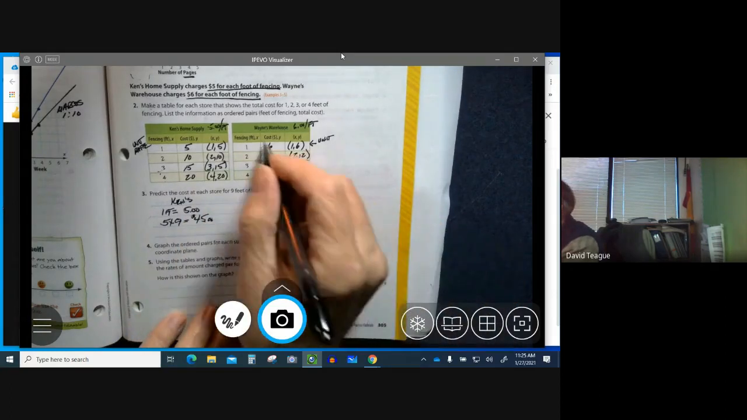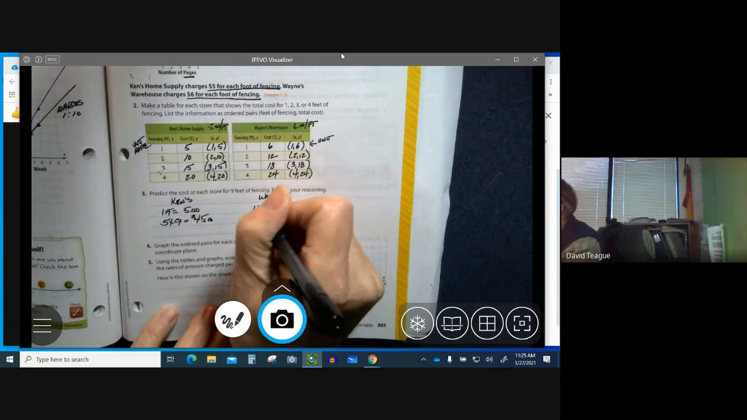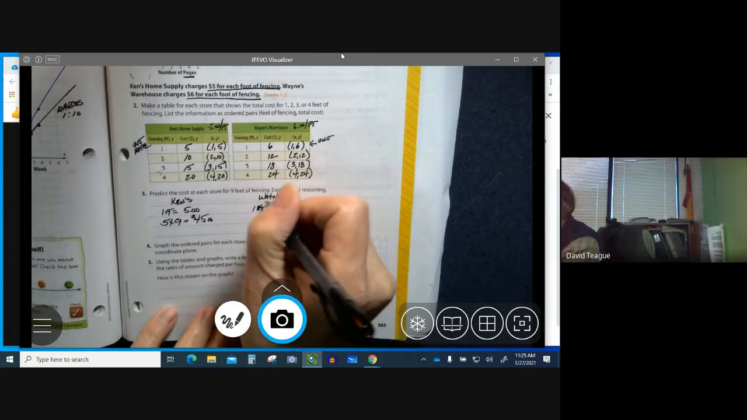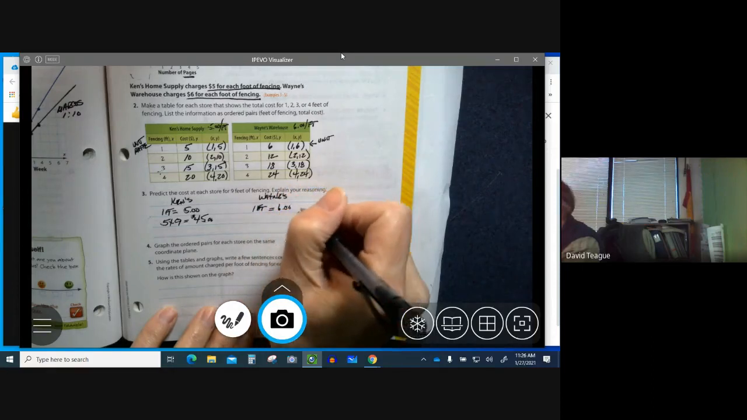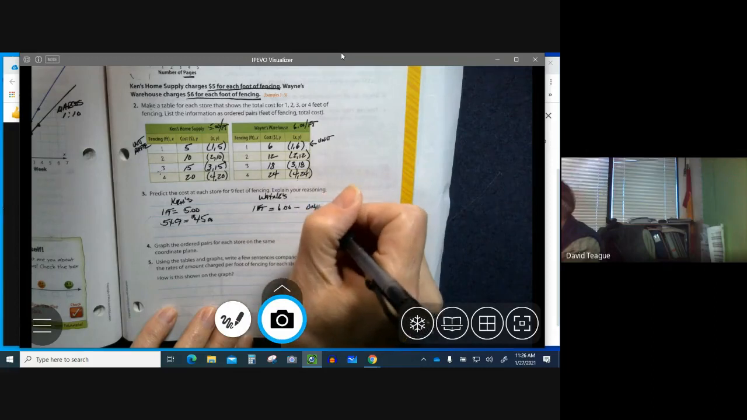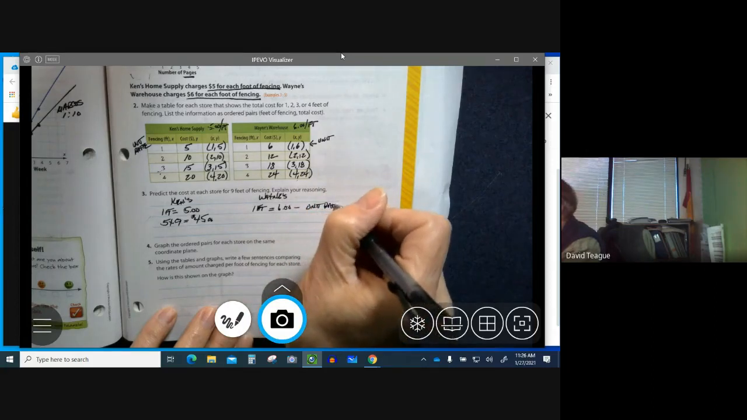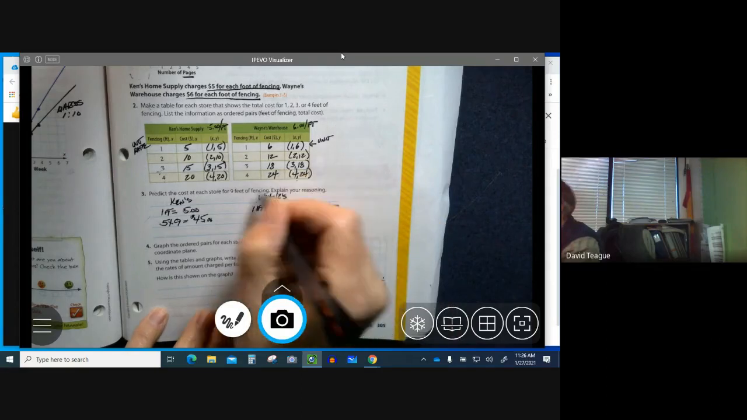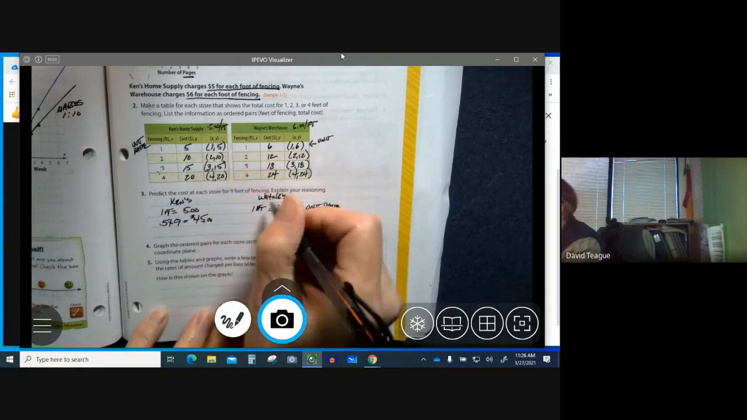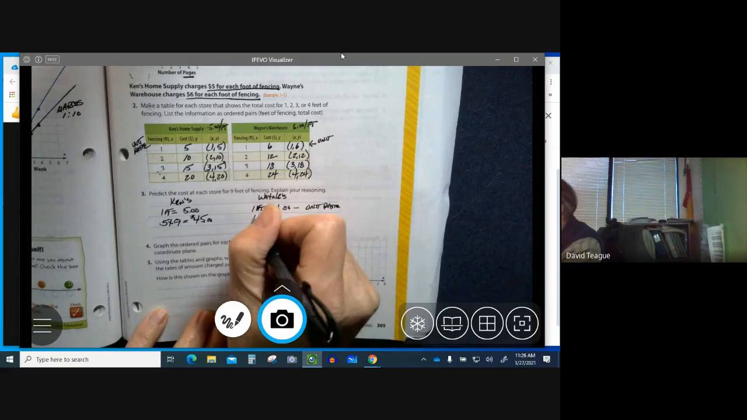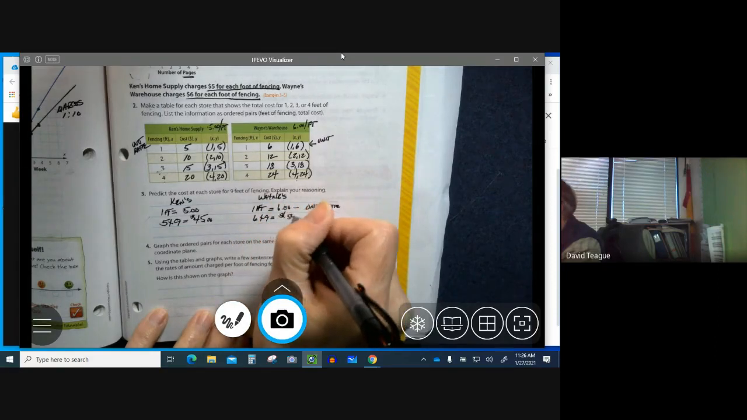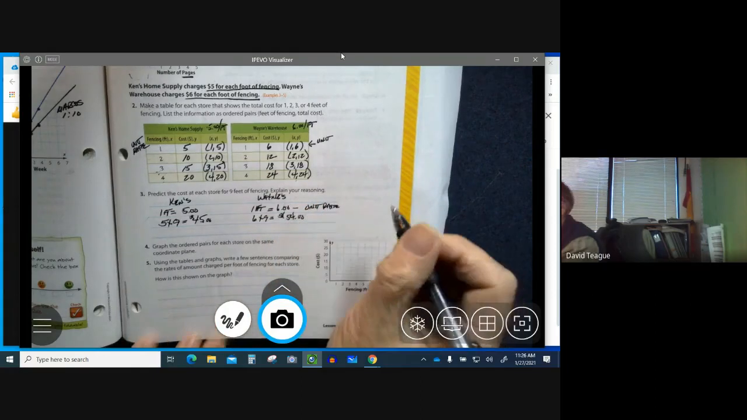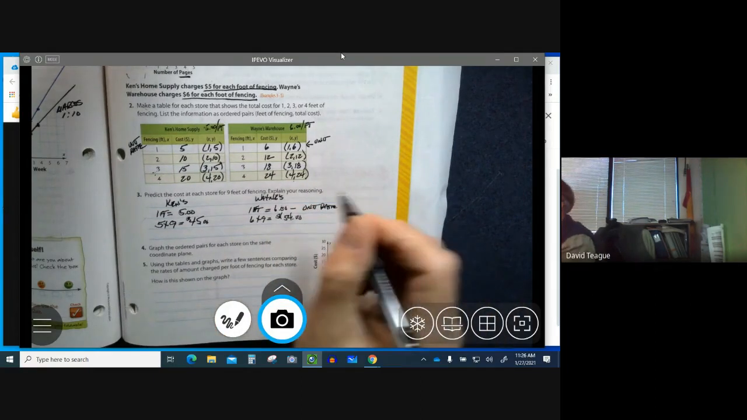At Wayne's, my unit rate is 1 foot is equal to $6, right? This is my unit rate. Okay, so I'm looking for the cost for 9 feet. So I'm going to take 6 times 9, and that is equal to 54. So that's $54. Okay.